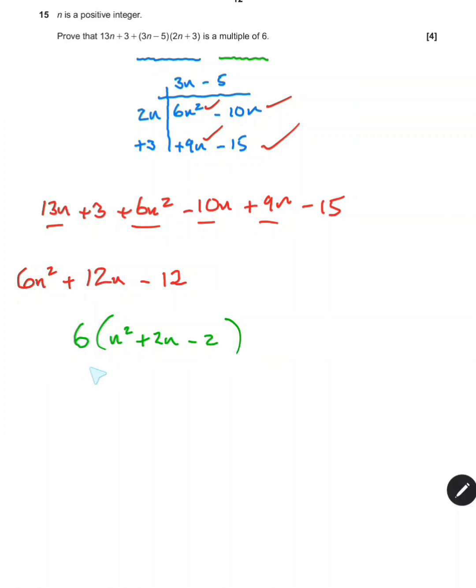By taking out this factor of 6, we're saying it doesn't matter what happens in the brackets. I'm going to do that first because it's brackets. Then multiply by 6. Whenever you're multiplying by 6, you've got a multiple of 6. And that is the proof finished.